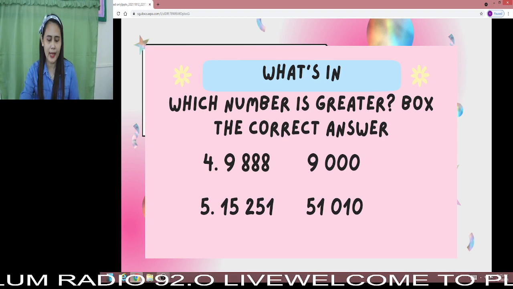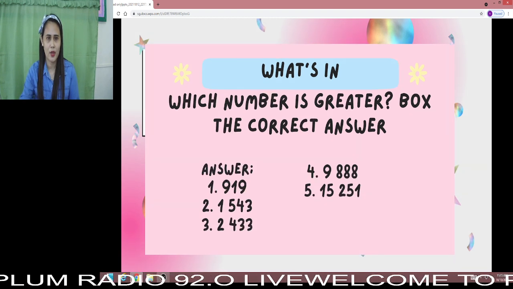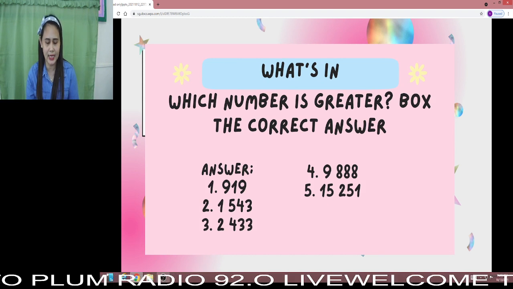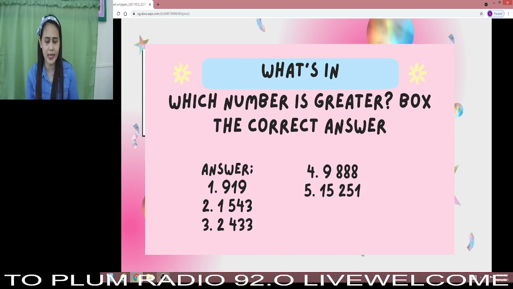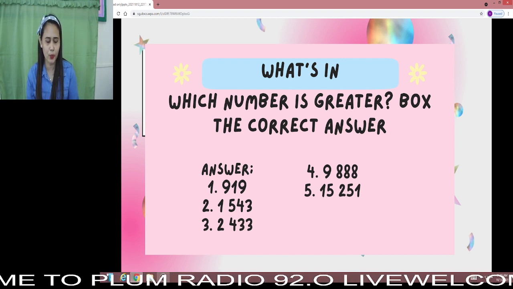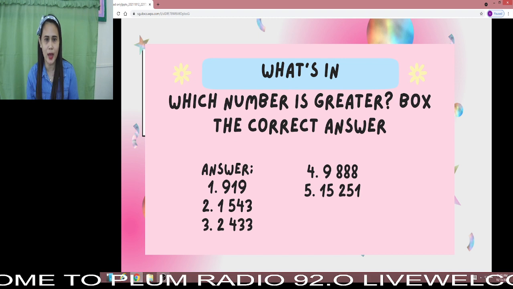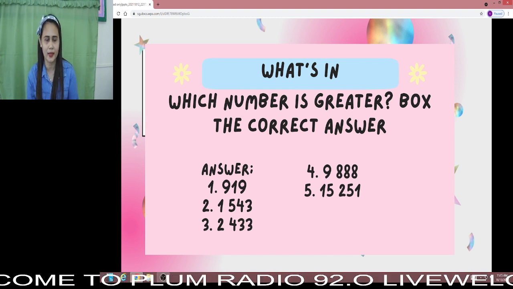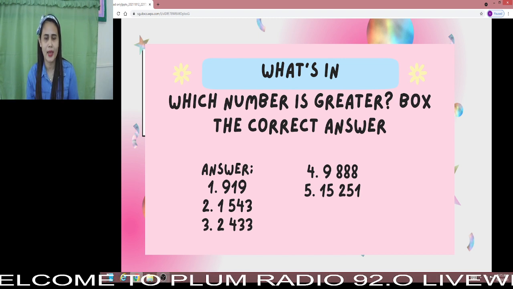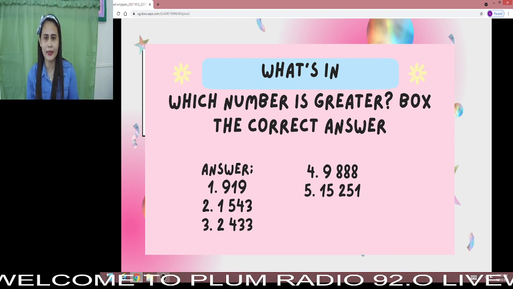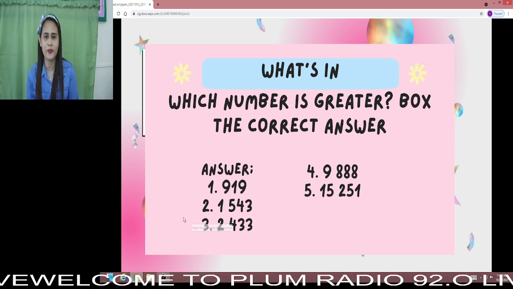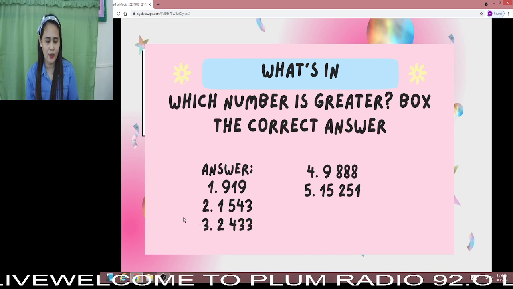Time's up. Let's see the correct answer. For number 1, the answer is 919 because 919 is bigger than 199. For number 2, the answer is 1,543. For number 3, 2,433. Number 4, 9,888. And for number 5, 15,251.